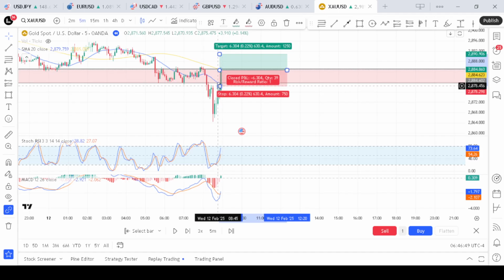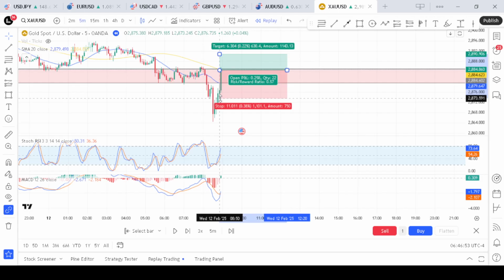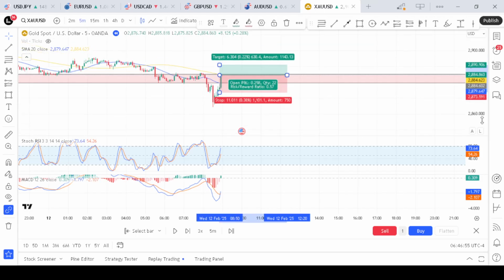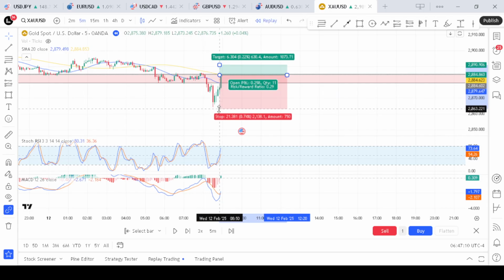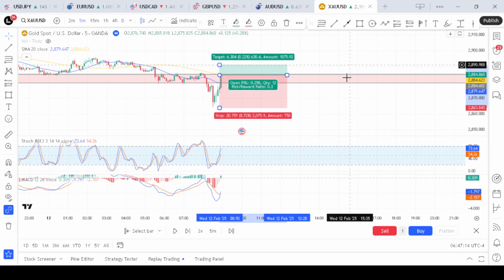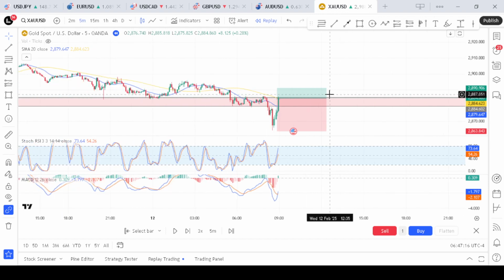Remember, stop loss placement is really important. But first of all, let's get how we would enter this position. We would also confirm the MACD crossover, and we have seen that the stochastic RSI is leaving its oversold zone. Remember, your stop loss should be placed just below this previous swing low in terms of a buy trade. When it's a sell trade, it has to be just above the recent swing high.